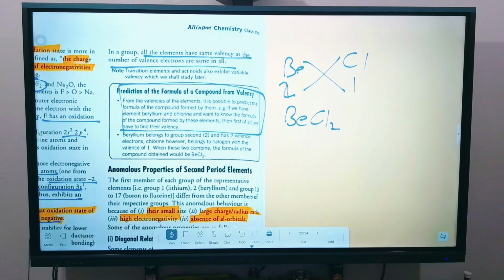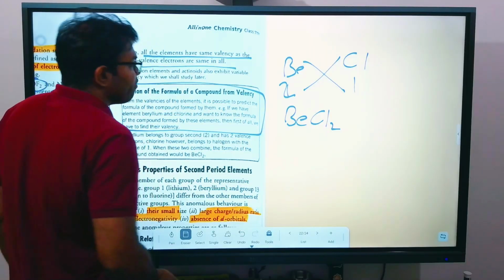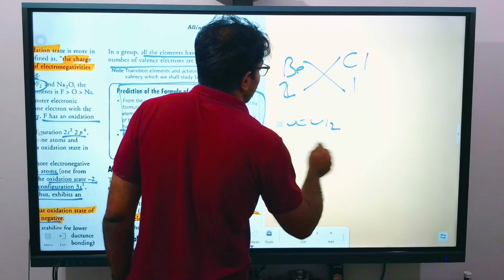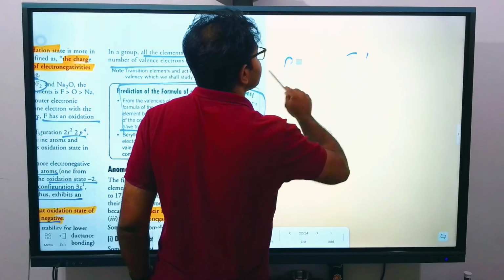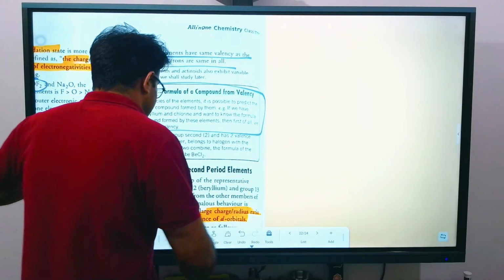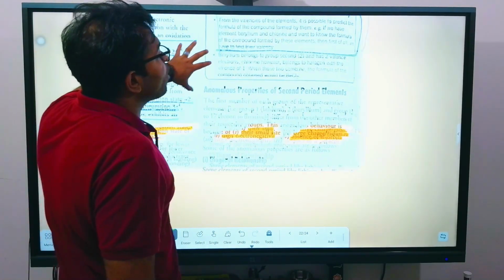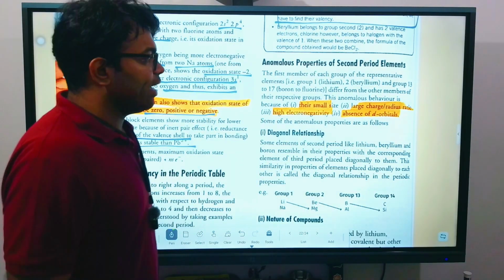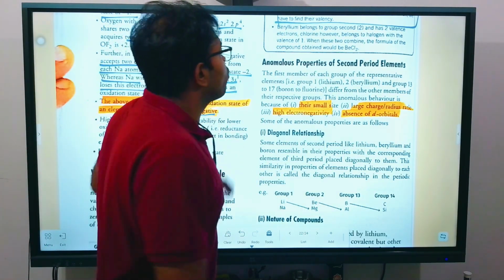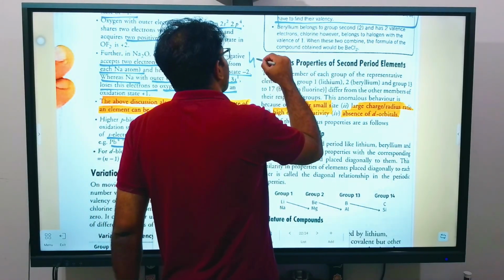We have learned how to do this in the ninth class, right? In the ninth class, we learned about atoms and molecules, how they combine and all the other stuff. Okay, let's move on. Now, anomalous properties of the second period elements. Okay, second period elements, this is going to be a 4 marker.